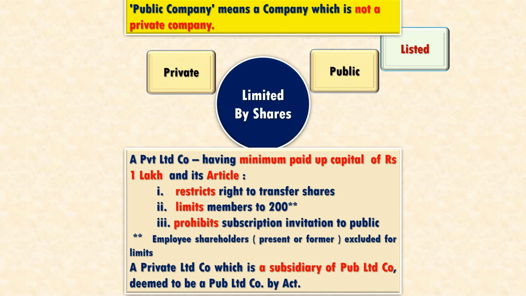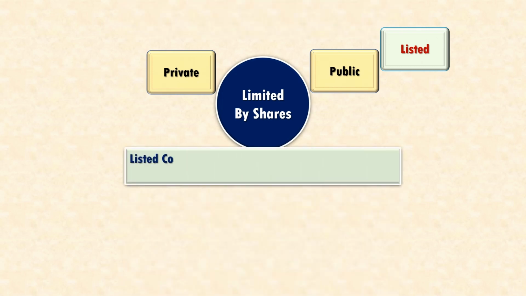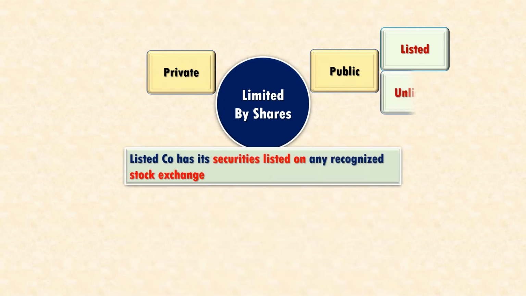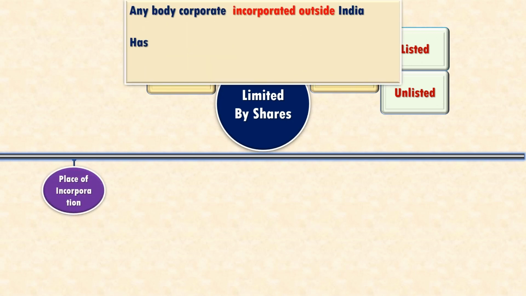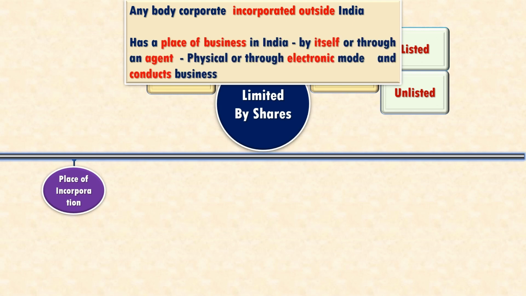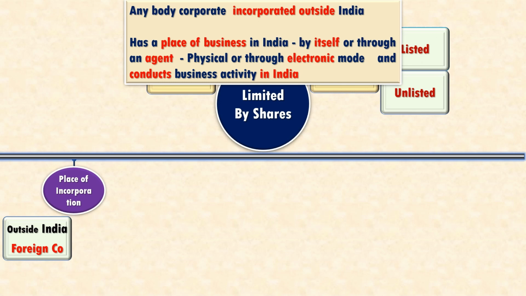A public company can get its shares listed on a recognized stock exchange, and it can be called a listed company. When the shares are not listed, the public company stays unlisted. A company may operate in India, but it might have been incorporated outside the country. Such a company is called foreign company, and its Indian counterpart is known as domestic company.